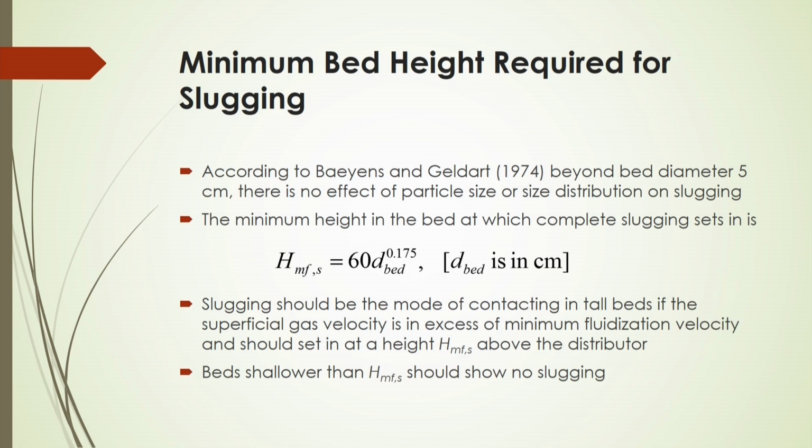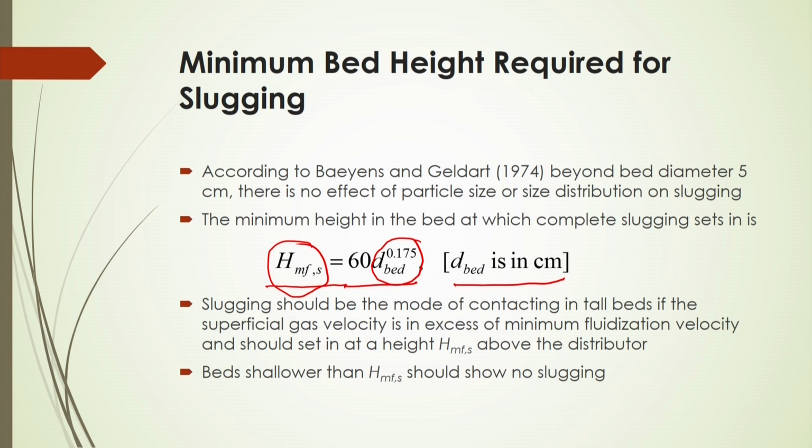And the minimum height in the bed at which complete slugging sets in will be equal to HMFS, which is denoted by this, and then it will be equal to 60 times the bed diameter to the power 0.175. Of course, this bed diameter is in centimeters.